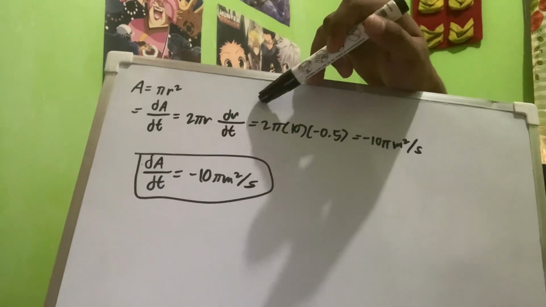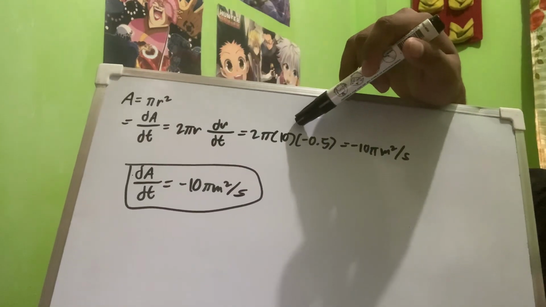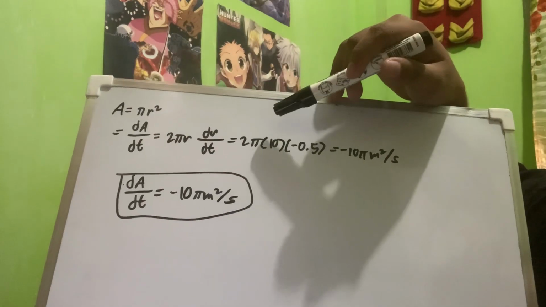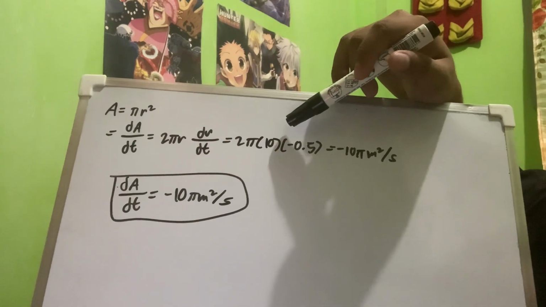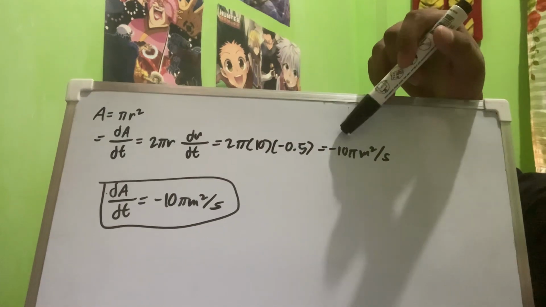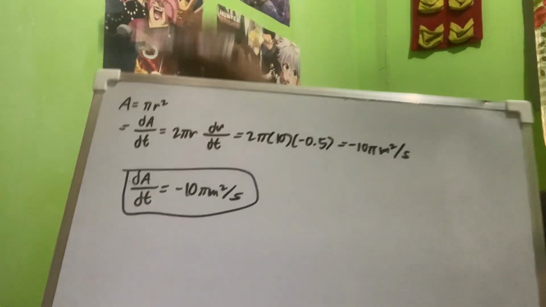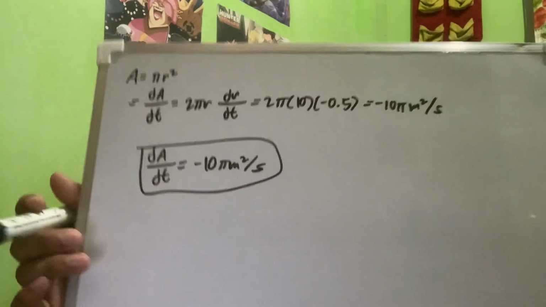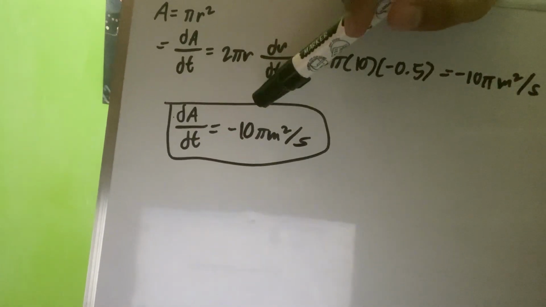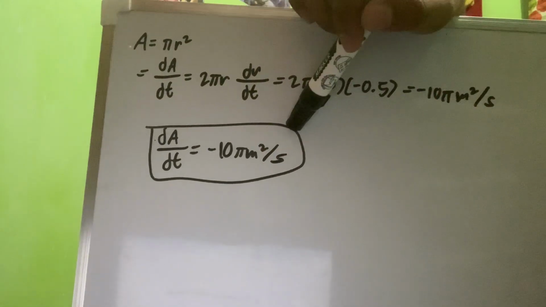So the r is 10. So 2 pi times 10 times negative 0.5 equals negative 10 pi square meters per second. So the answer of problem number 9 is dA over dt equals negative 10 pi square meters per second.